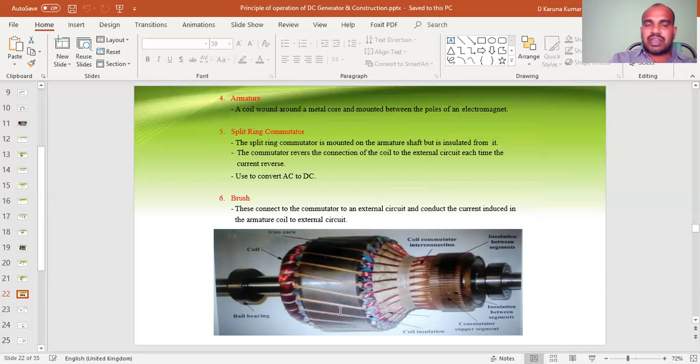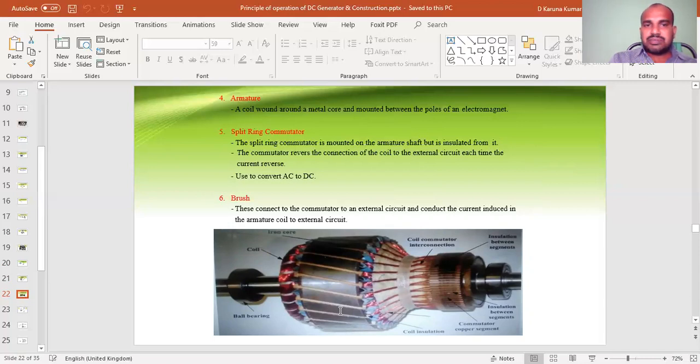The next one is the commutator. The main part of the generator is the commutator. The commutator converts alternating current to direct unidirectional current, that is, AC to DC. One more important point is that the commutator reverses the connection of the coil to the external circuit each time the current reverses. The next, sixth part is brushes.